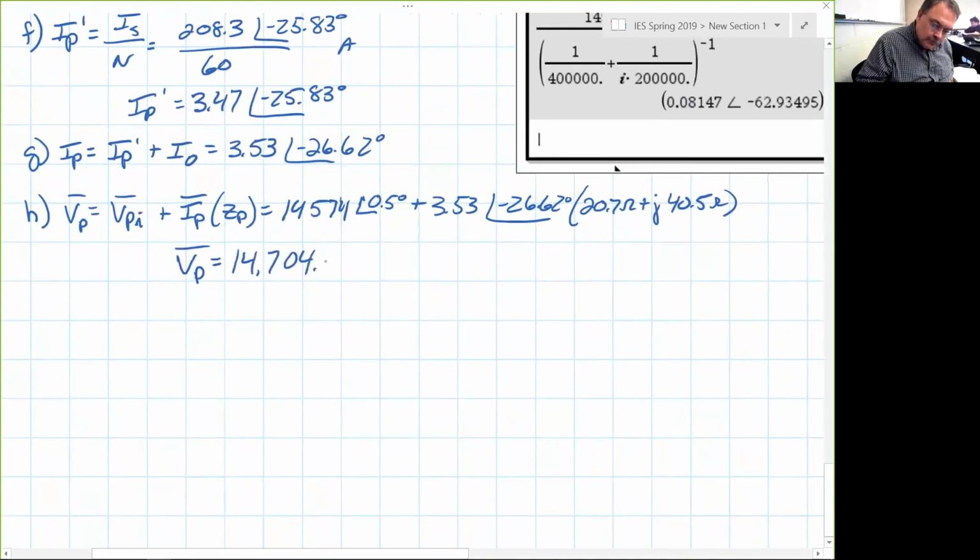14,704.5 at an angle of 0.866 degrees, volts.